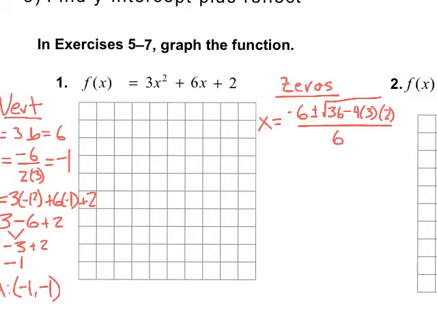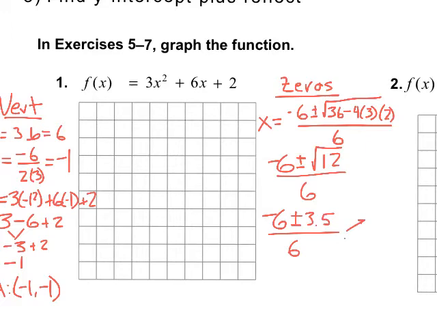Alright, so inside my square root, I need to start off by doing my multiplication. So negative 4 times 3 times 2 is going to be negative 24. And then I add that front 36 to it, and I get 12. So I have negative 6 plus or minus the square root of 12 over 6. At this point, I need to take the square root of 12, which is 3.5. So I end up with negative 6 plus or minus 3.5 over 6.